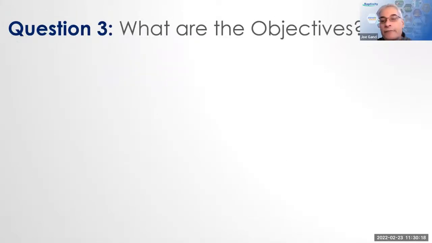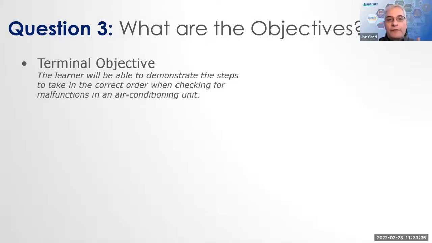Okay, what are the objectives? You don't necessarily have to show the objectives to the learner, but you should know what the objectives are. Just like with any business goal, you have to know what your end goals are going to be. And so the objectives in learning typically are going to fall under two umbrellas. You have your terminal objective, which is your main overarching objective, right? The learner will be able to demonstrate the steps to take in the correct order when checking for malfunctions in an air conditioning unit. Okay, that's a terminal objective. That means that when I finish with this course, I will know how to do this.